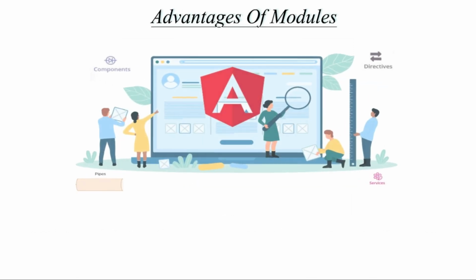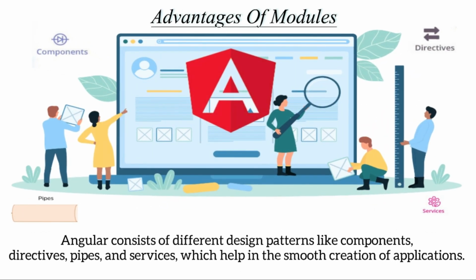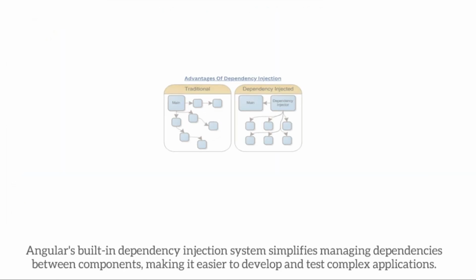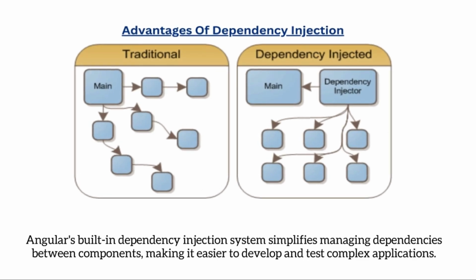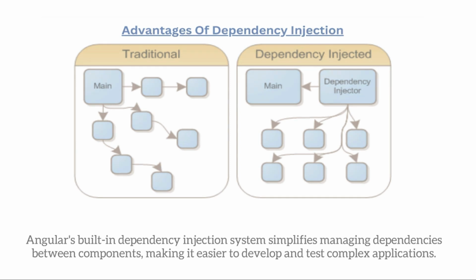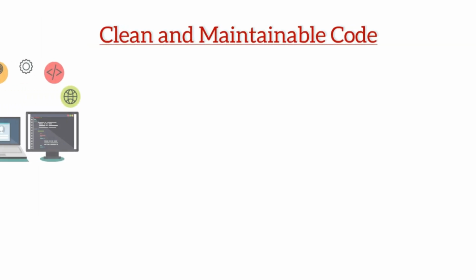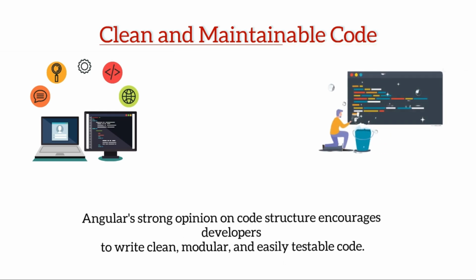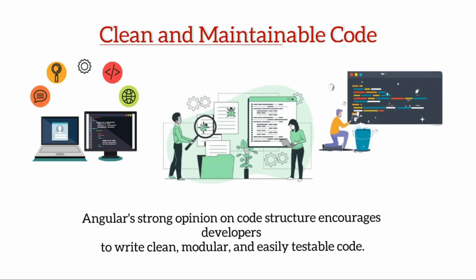Angular consists of different design patterns like components, directives, pipes, and services, which help in the smooth creation of applications. Angular's built-in dependency injection system simplifies managing dependencies between components, making it easier to develop and test complex applications. Angular's strong opinion on code structure encourages developers to write clean, modular, and easily testable code.